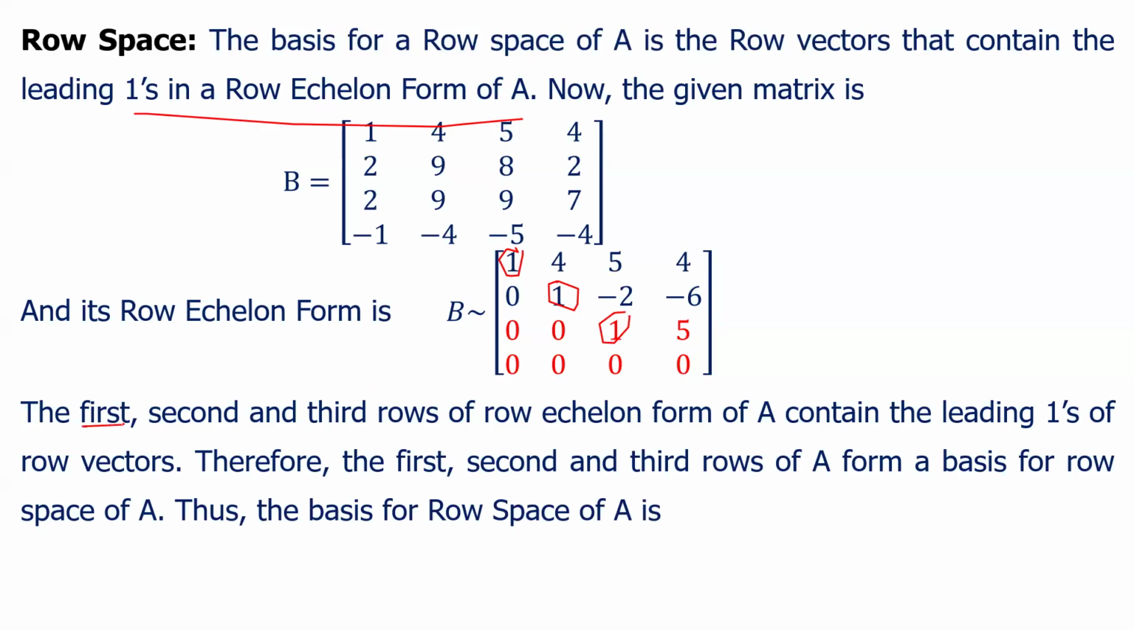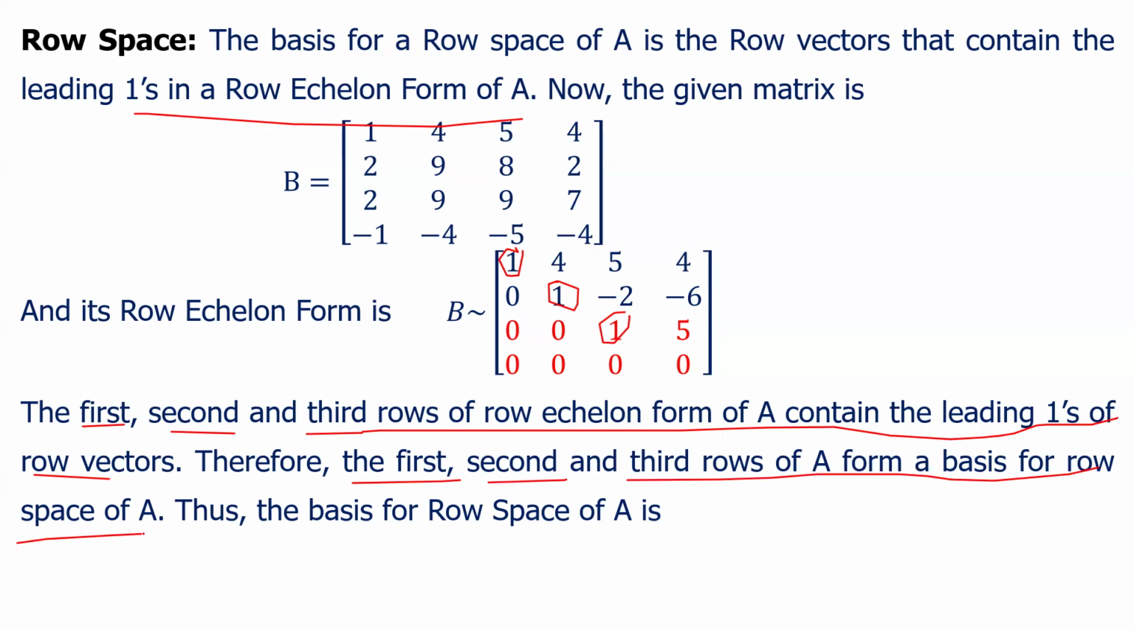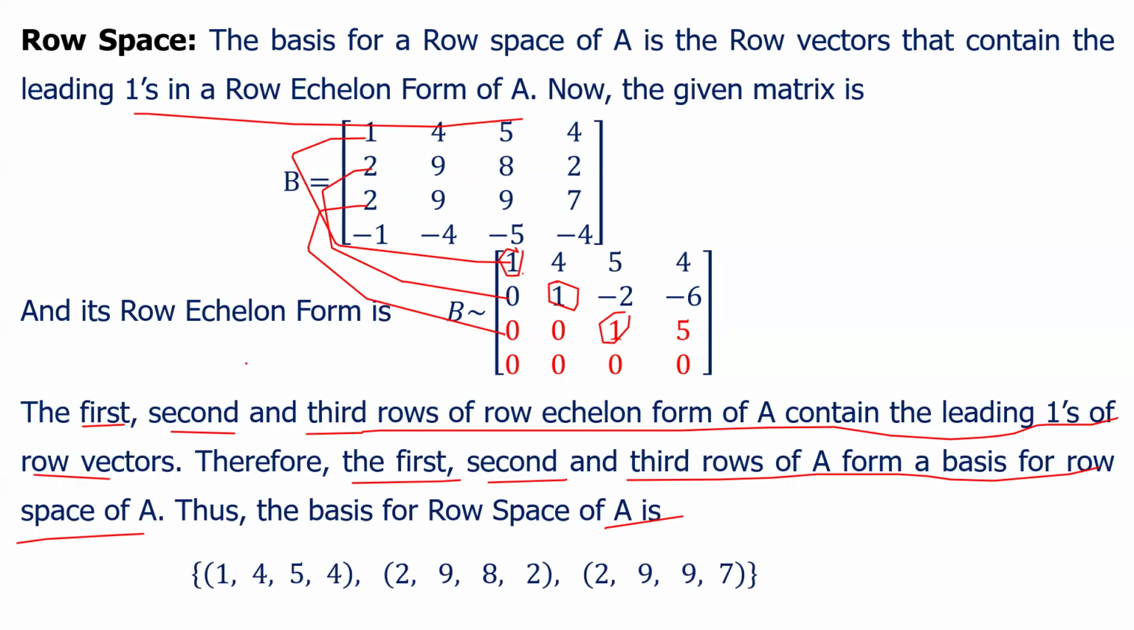The first, second, and third rows of row equivalent form of A contain the leading ones. Therefore, the first, second, and third rows of A form a basis for row space of A. Thus, the basis for row space of A is the first row, the second row, and the third row: (1, 4, 5, 4), the first row, second is (2, 9, 8, 2), and third is (2, 9, 9, 7).